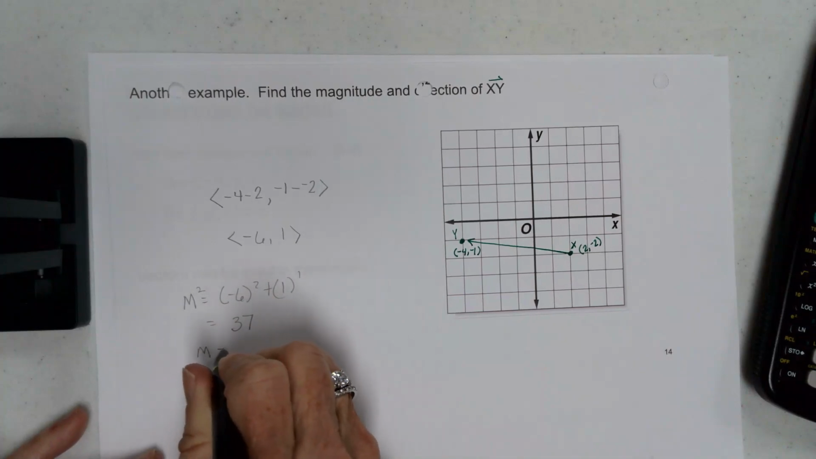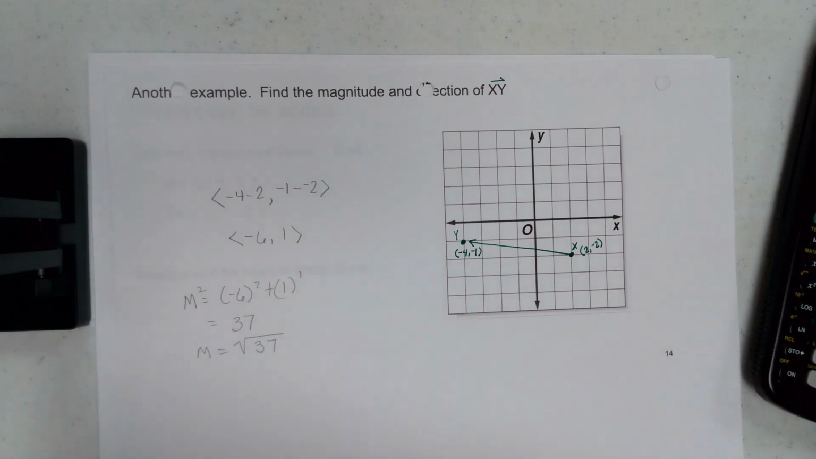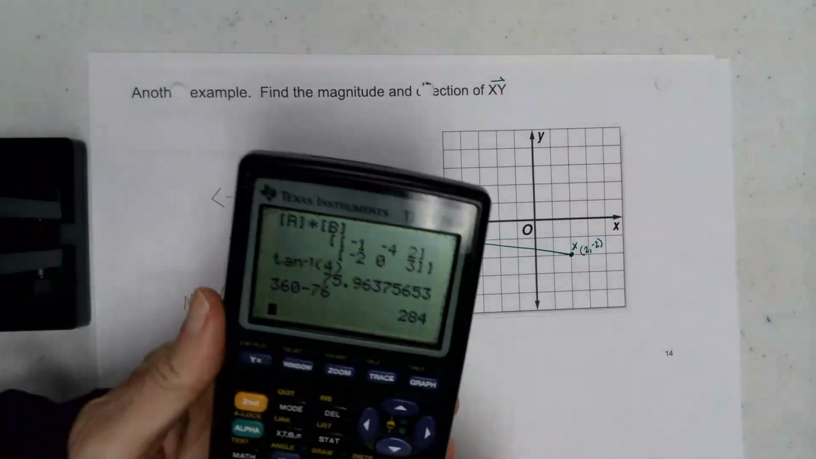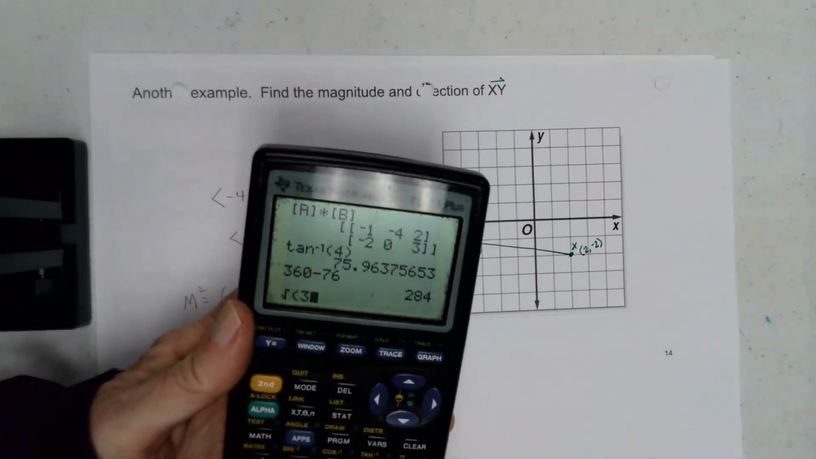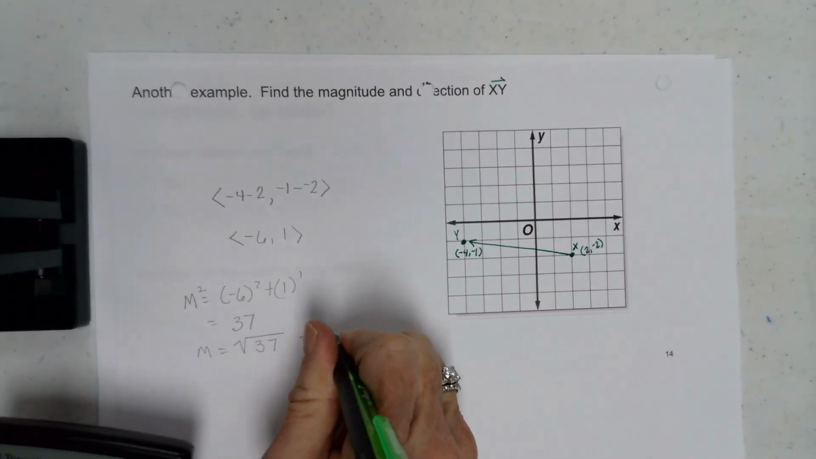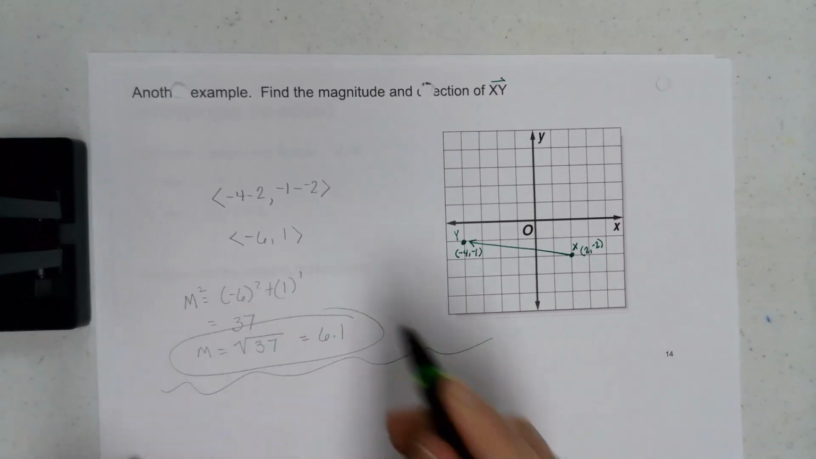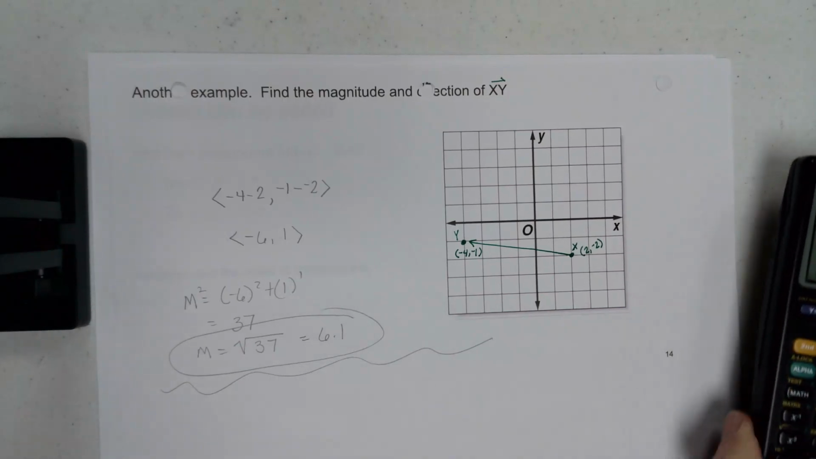So the magnitude is equal to the square root of 37, which you can take your calculator and get a decimal form for that. Square root of 37 is going to give me 6.1 approximately. Okay, so there's the magnitude. That's one thing I needed to find. The other thing is the direction.